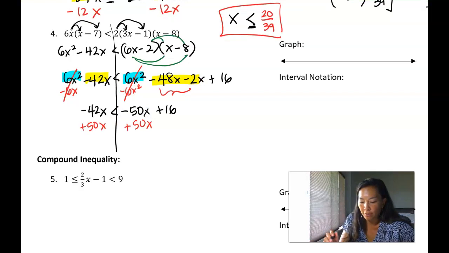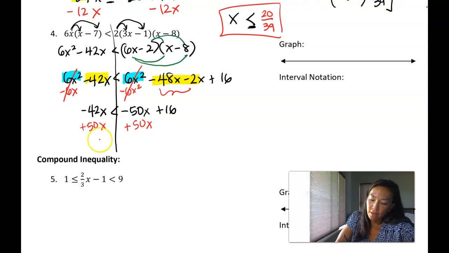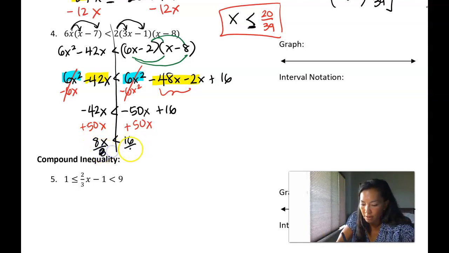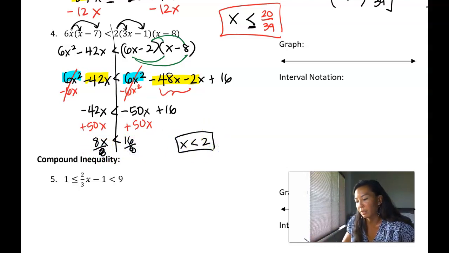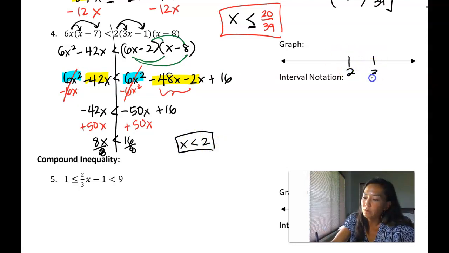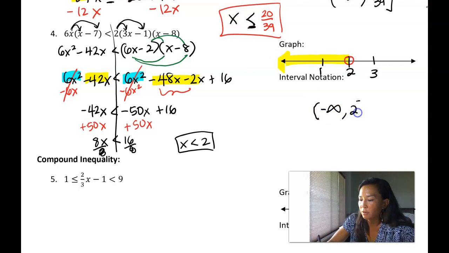So I'm hoping that you were able to finish the rest of this. I have 8x on the left, and then I have 16 on the right. It kind of comes out nice. Divide by 8. We got x is less than 2. I do not have to flip my inequality symbol because I am not dividing by a negative value. So if I want to throw this up on the number line, I have x is less than, so open circle, and everything to the left. So interval notation, negative infinity to 2.